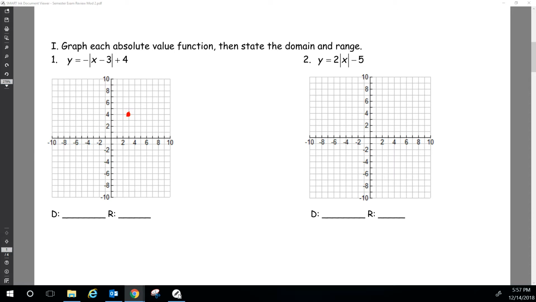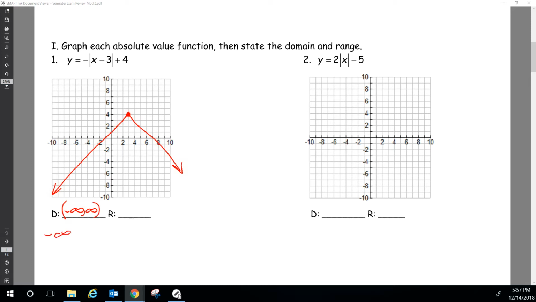And then it's negative, so it's opening down and it's not getting vertically stretched. So it's going to go down 1 over 1, down 1 over 1. Put a couple of points to kind of guide me, something kind of like that. And then down 1 over 1, down 1 over 1, down 1 over 1, like so. Domain for absolute values is all real numbers.